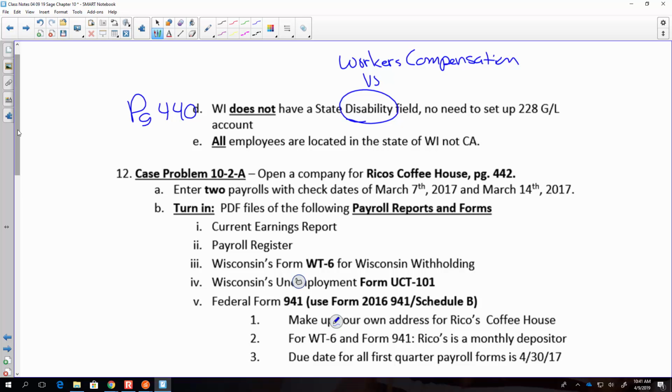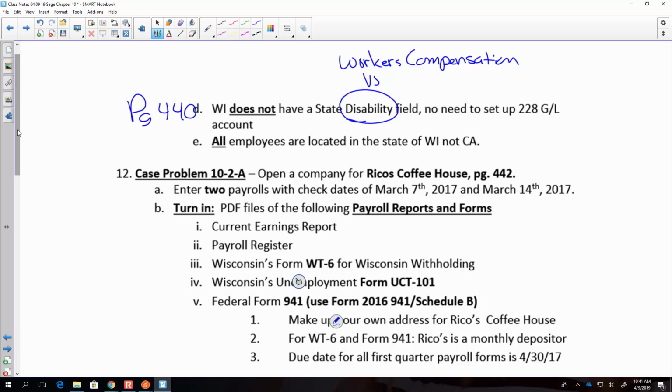Okay, you're running your own business. What is the difference between workers' comp and disability insurance? What is workers' comp insurance for? When they get injured on the job. They pay it out so they don't get sued.